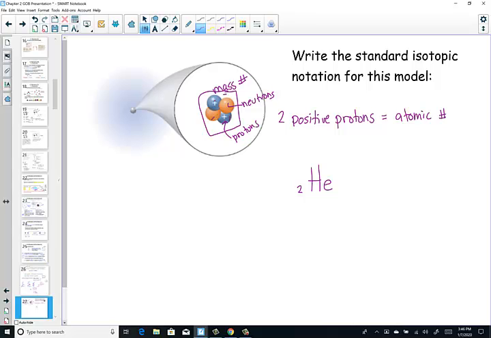1, 2, 3, 4. The standard isotopic notation of helium, 4/2. The total nucleus has 4 components. 2 of the 4 are protons. Helium, 4/2. That's not so bad.